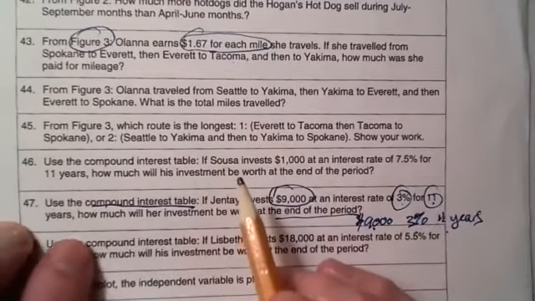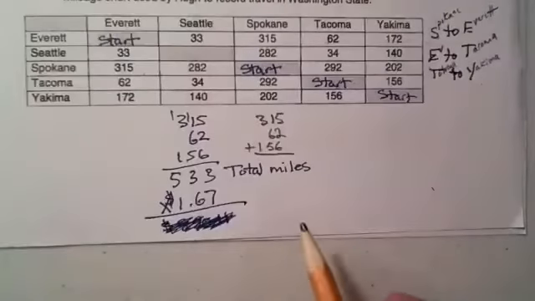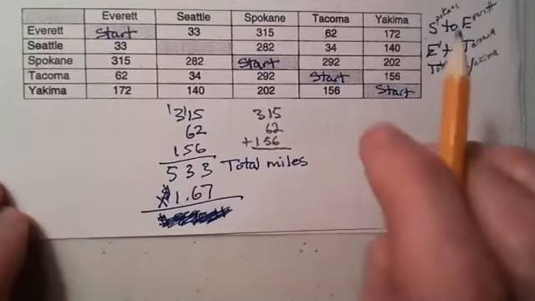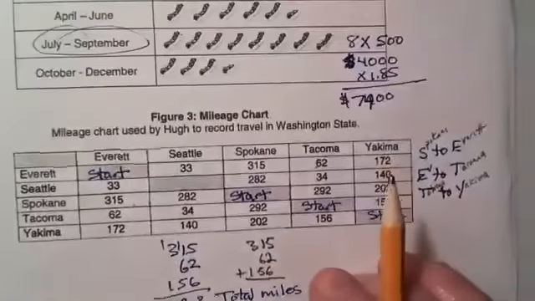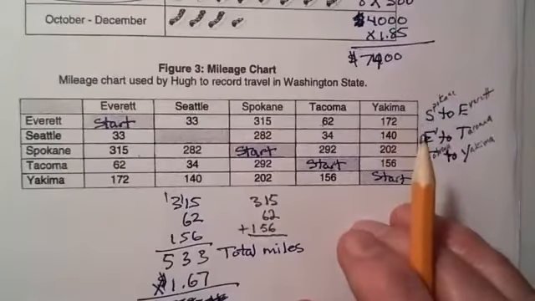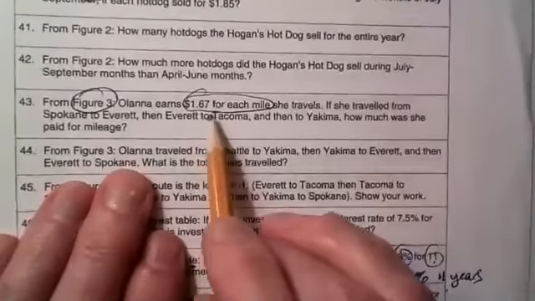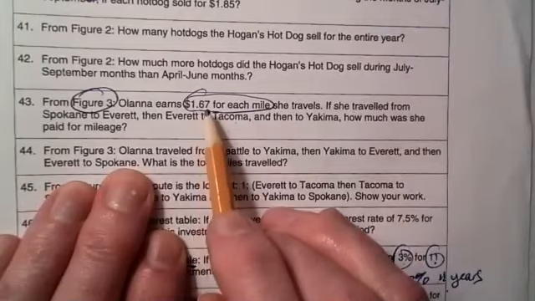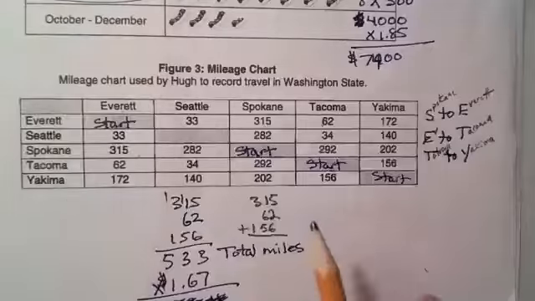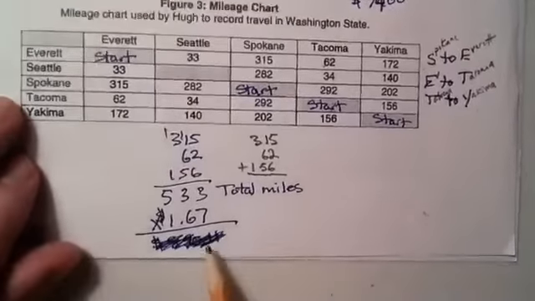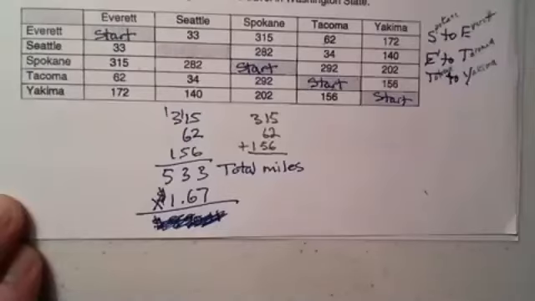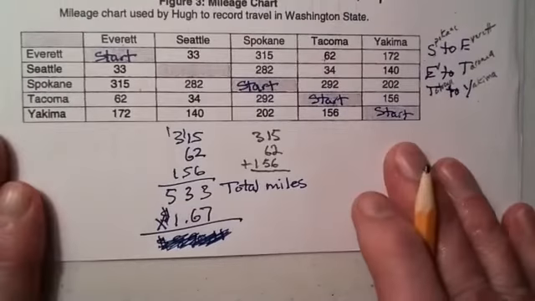If the question asks how much she got reimbursed, how much money did she get back, they pay her. It's in question 43. Here it is, this one right here. It says that she gets $1.67 for each mile. They pay her for each mile. So if I multiply $1.67 times my total, that will give me the amount she's going to get back in money. So that's how to interpret this very confusing chart.